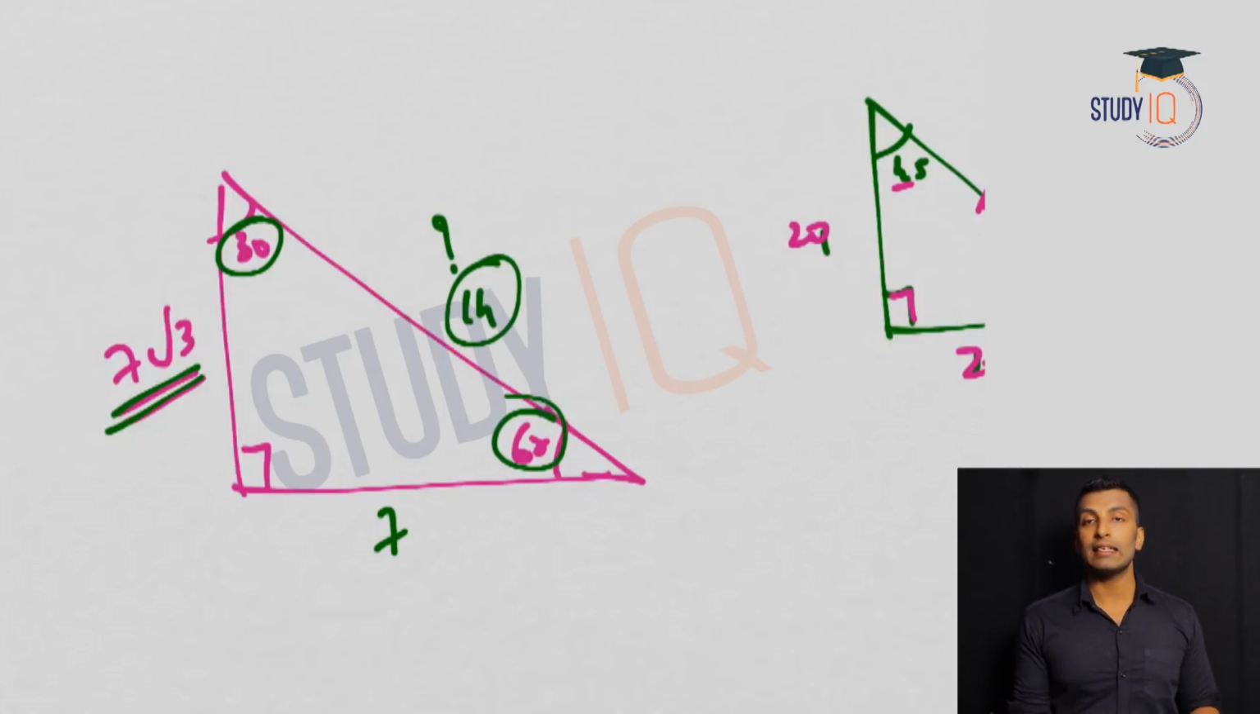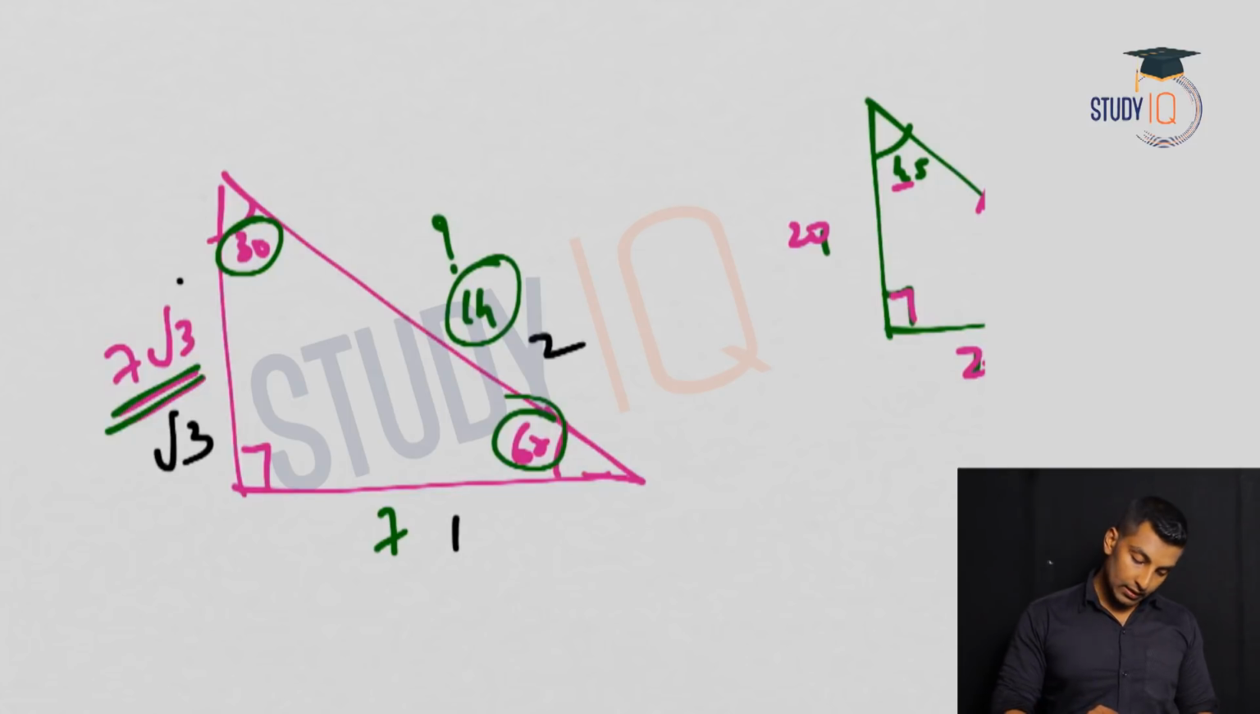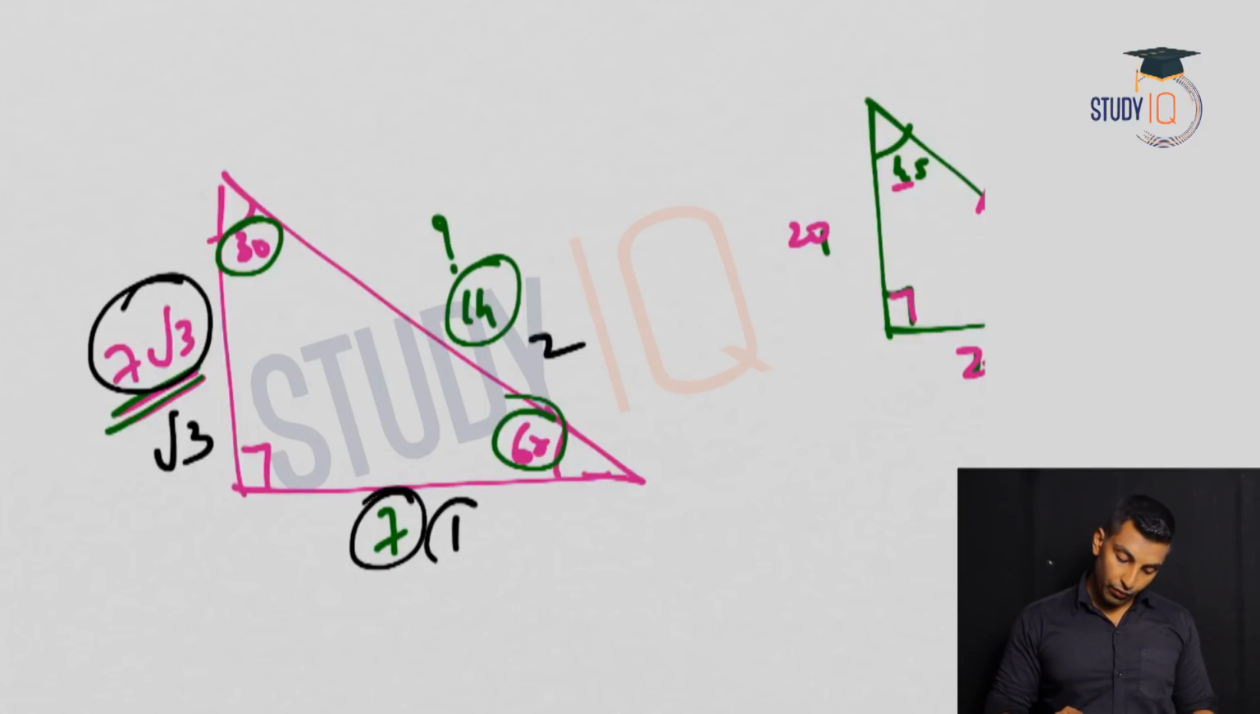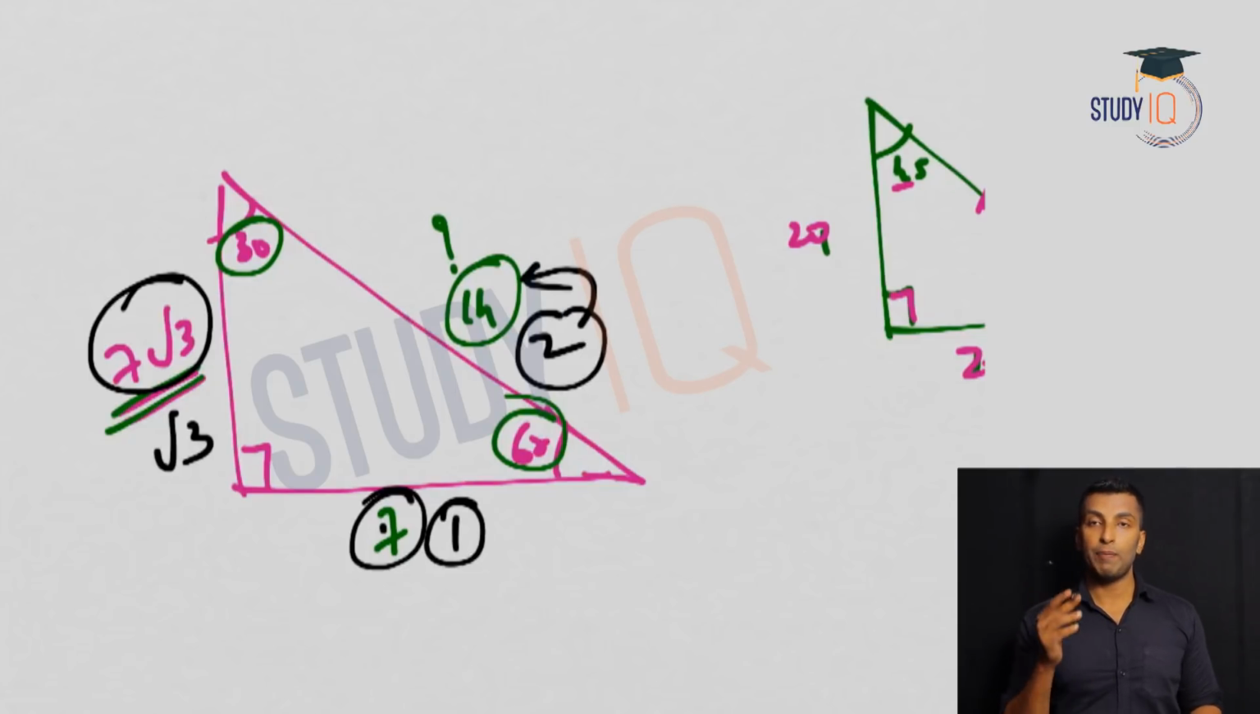That's it. As easy as possible, because the ratio has to be 1, root 3, 2. So instead of root 3, it is 7 root 3, so the 1 has to be 7. So instead of 1 it is 7, so instead of 2 it has to be 14. So just keep in mind this ratio. Any question can be solved faster.